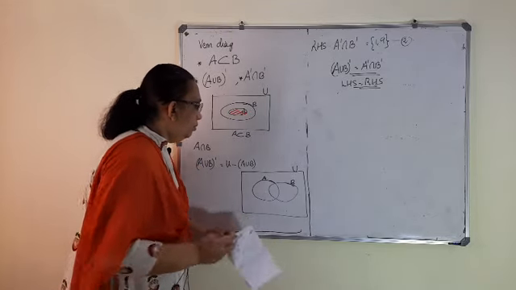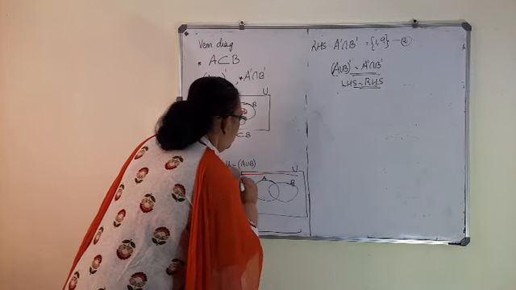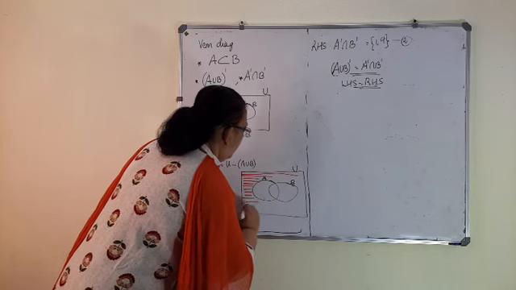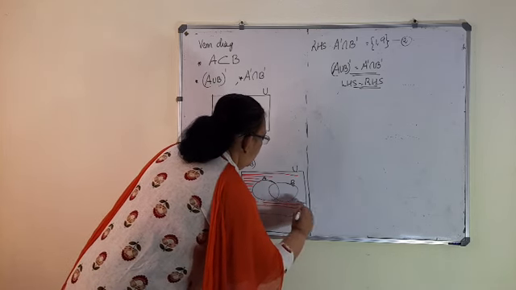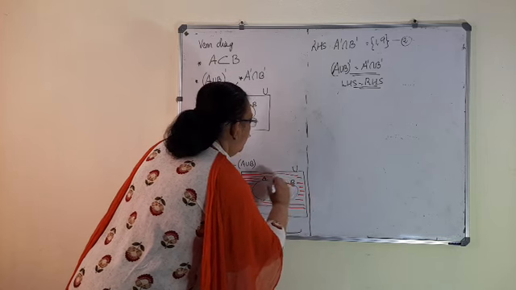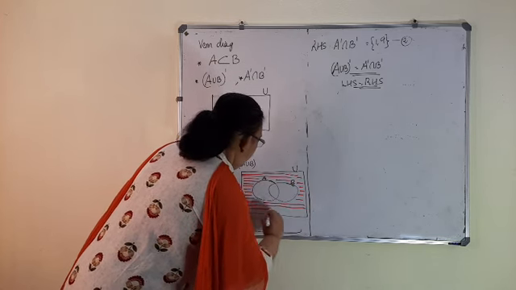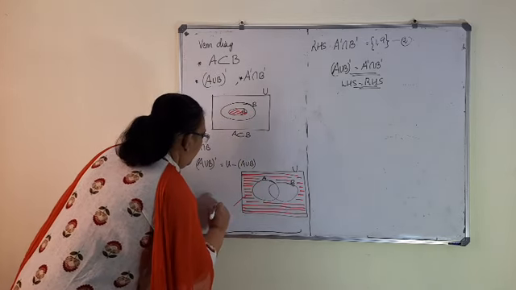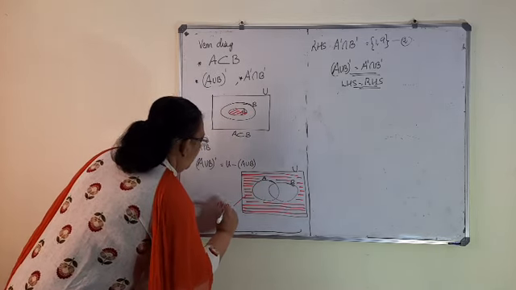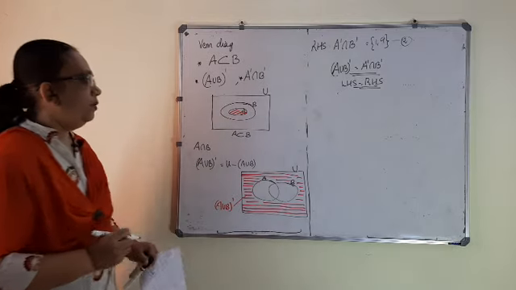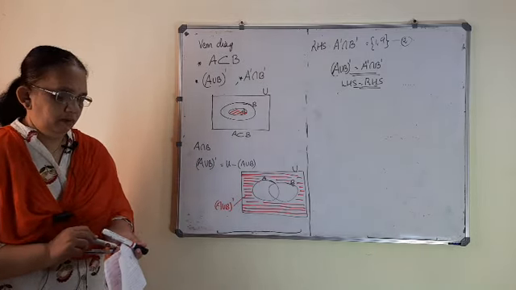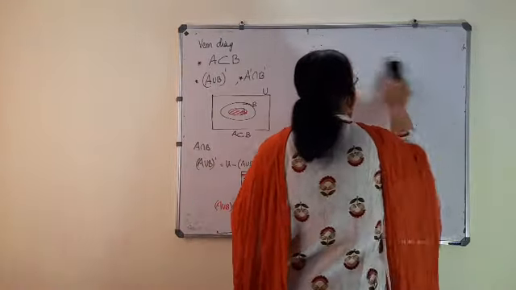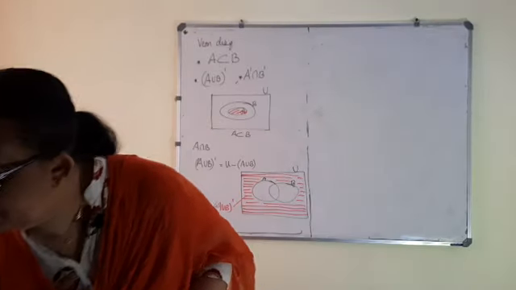Elements in U, but not in A union B. This is A union B the whole complement. And the next one is A complement intersection B complement.